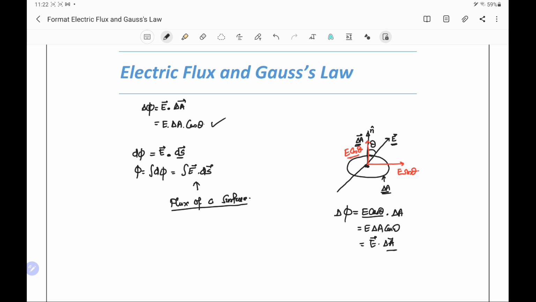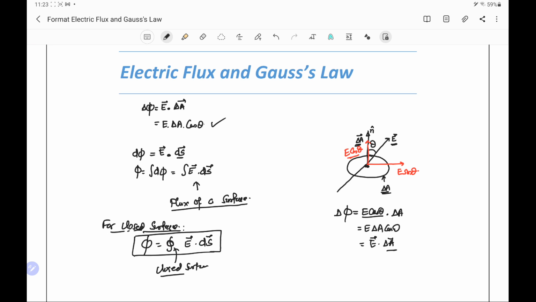If we take a closed surface, then this closed surface will enclose a volume, and for a closed surface we write phi, that is the electric flux, equal to integral, and on the integral we put a circle. This circle refers to the closed surface and it will be equal to integral E dot ds. So for a closed surface, the flux linked to the surface is integral E dot ds, where this integral has the circle which refers to the closed surface.